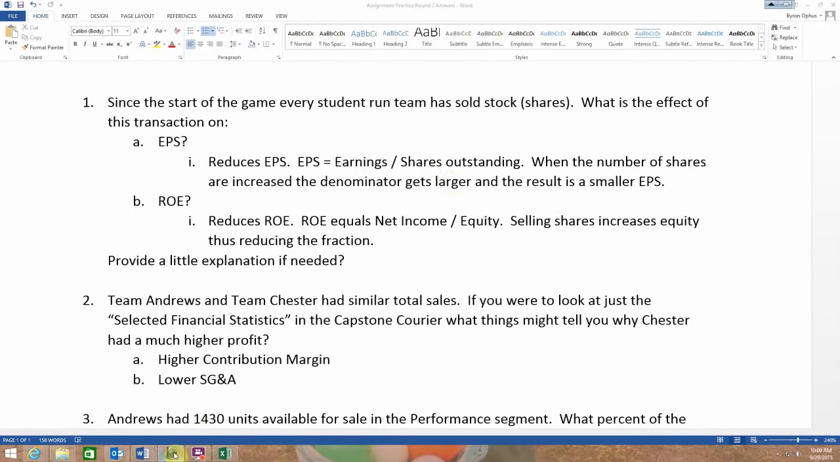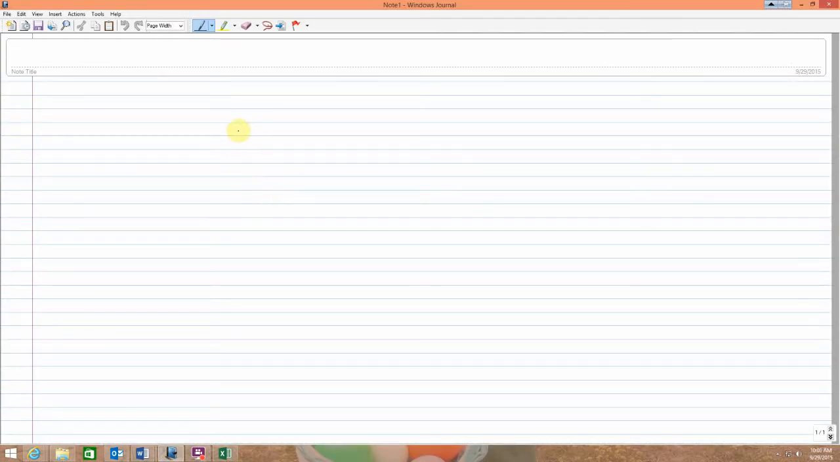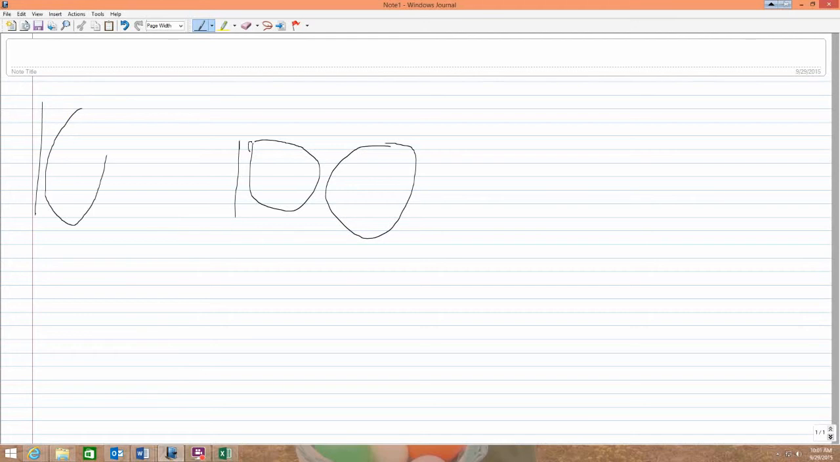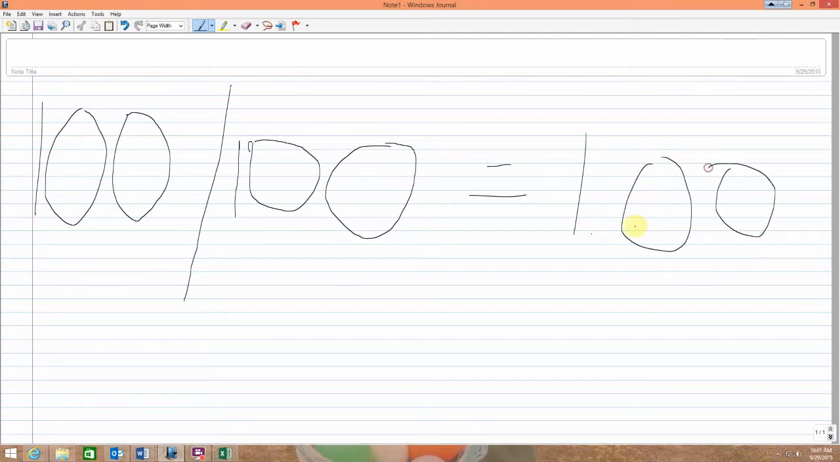I mean, just real simply, let's break it down. Let's say we had 100. I'm going to make this bigger. We have 100 shares outstanding, right? And let's say we made $100. It's hard to draw with a mouse, right? Then my earnings per share is 100 divided by 100, or equal to $1 per share, right? There's a decimal there.